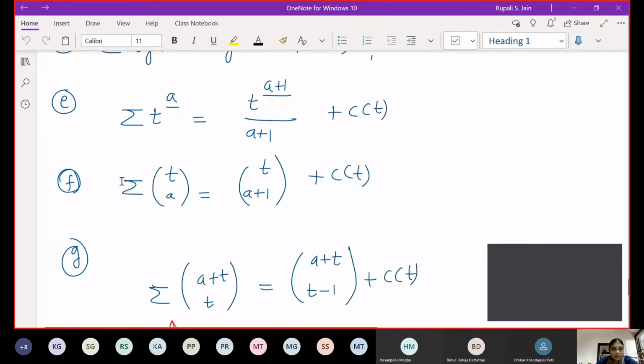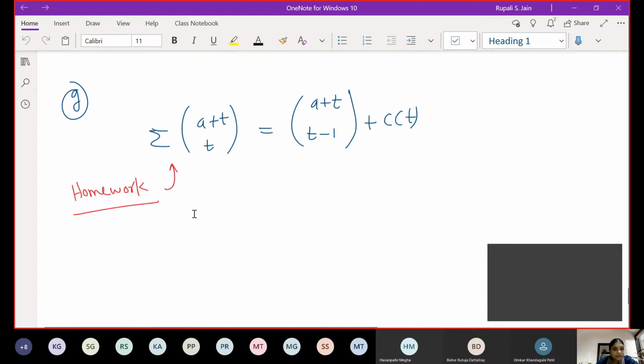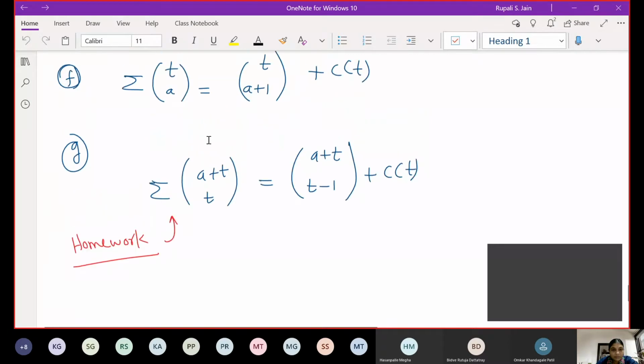And this one, summation t c a is nothing but t c a plus 1 plus c of t. Also, we may use this: summation a plus t c t is nothing but a plus t c t minus 1. What is this c? Everybody is familiar with this notation, right? This is just bracket notation, t c a, combinations.